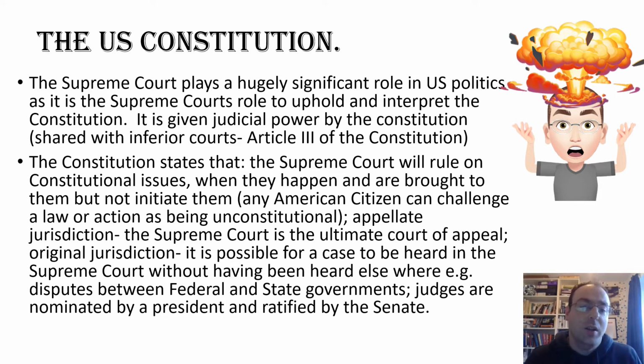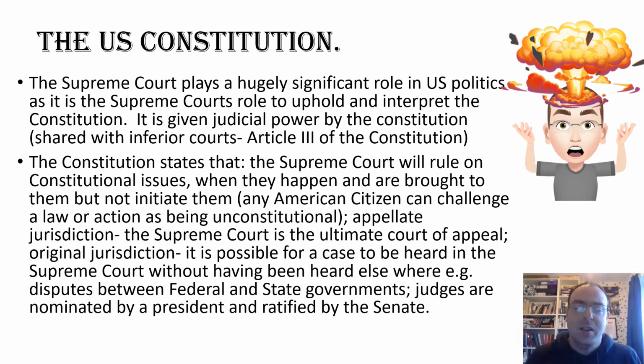So basically, the Supreme Court plays a hugely significant role in US politics. It is the highest court in the country, and it has the key job of interpreting and upholding the Constitution. The Constitution gives it judicial power, and this is then shared with the inferior courts through Article 3 of the Constitution. The Constitution states that the Supreme Court will rule on constitutional issues when they happen and are brought to them, but not initiate them. So the Supreme Court cannot decide, we think that's unconstitutional, and do something about it. Somebody actually has to come to them and complain about it.